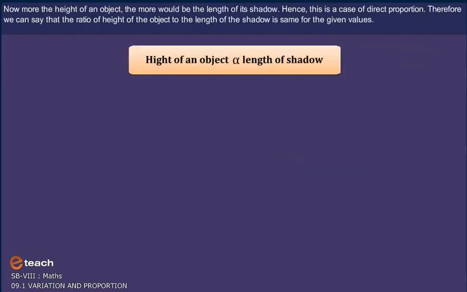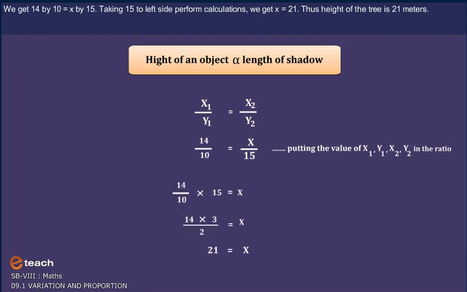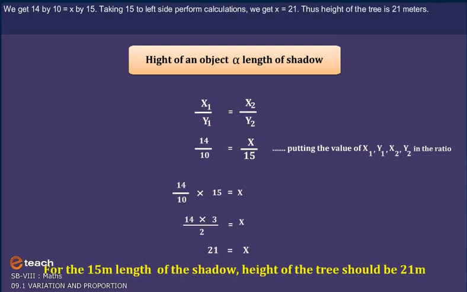Now, the more the height of an object, the more would be the length of its shadow. Hence, this is a case of direct proportion. Therefore, we can say that the ratio of height of the object to the length of the shadow is the same for the given values. We get 14 by 10 is equal to x by 15. Taking 15 to the left side, perform calculations and we get x is equal to 21. Thus, the height of the tree is 21 meters.